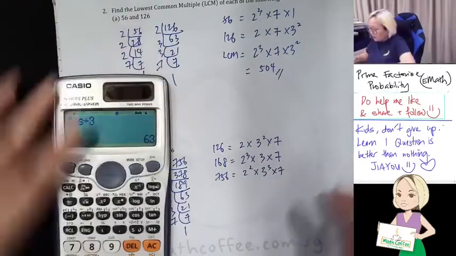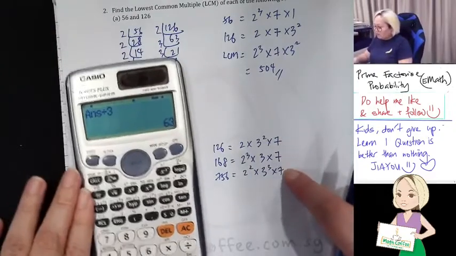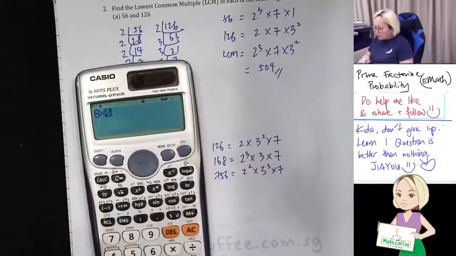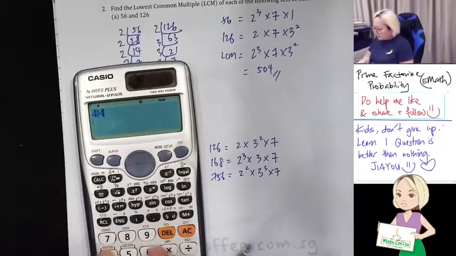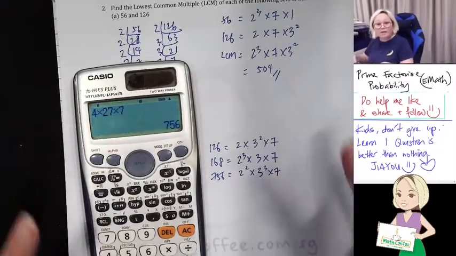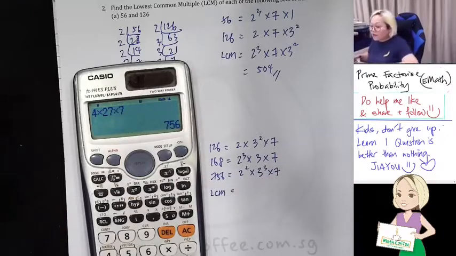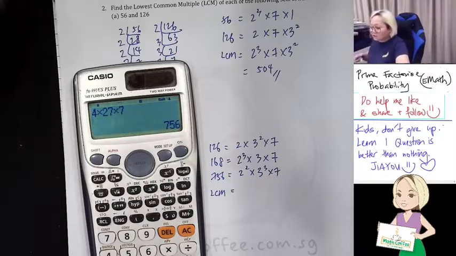Again, let's double check. I only need to check for 168 and 756. So it's 8 times 21. Yes, 168. Okay. This one will be 4 times 27 times 7. Yes, 756. So now I confirm that my prime factorization is correct. Let's do our LCM. So just to make sure that everyone is listening, LCM is take the lowest or highest from each column.